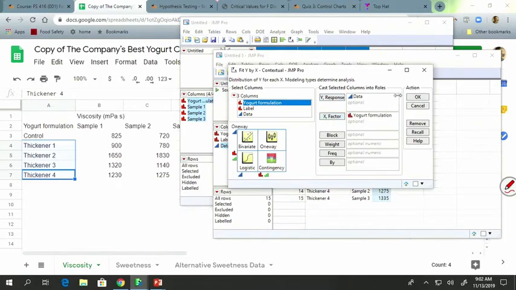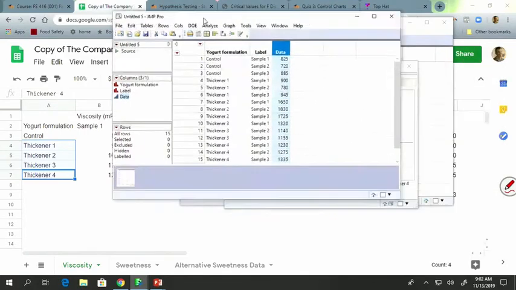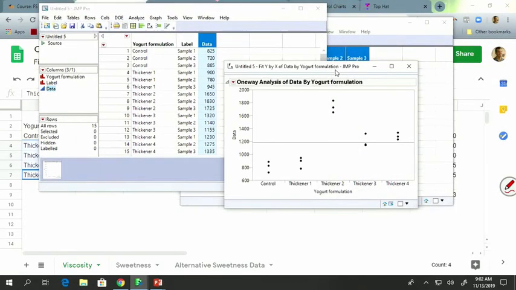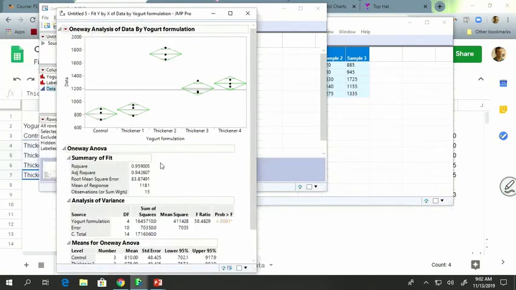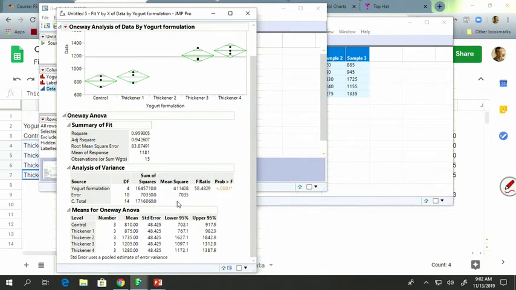Okay, here we go. Okay, we get a one-way analysis of data. And if we click on means ANOVA, looky here. This is the one-way in JMP. Didn't we get the same numbers here? See how you have sum of squares? Do those numbers look familiar?